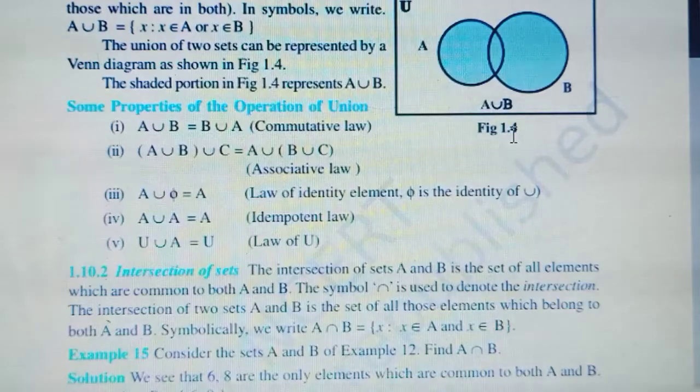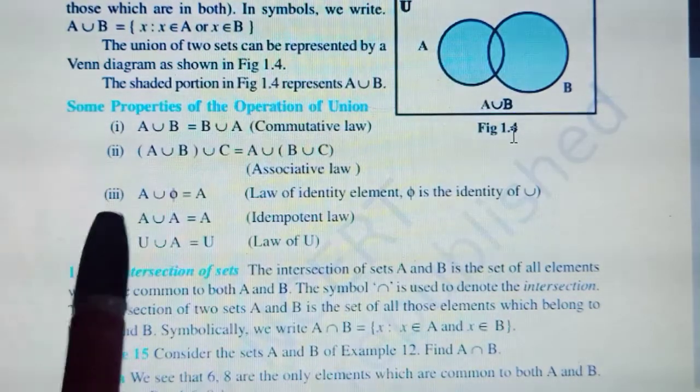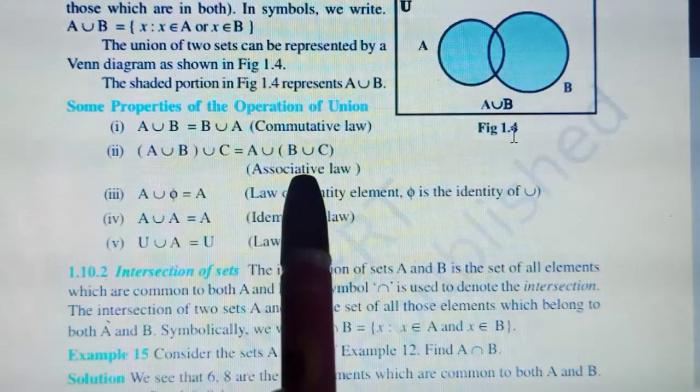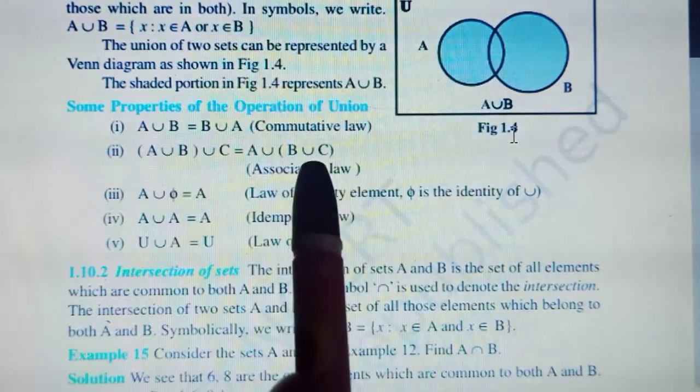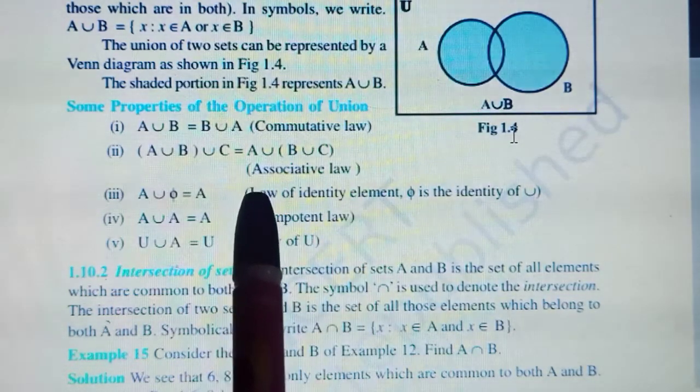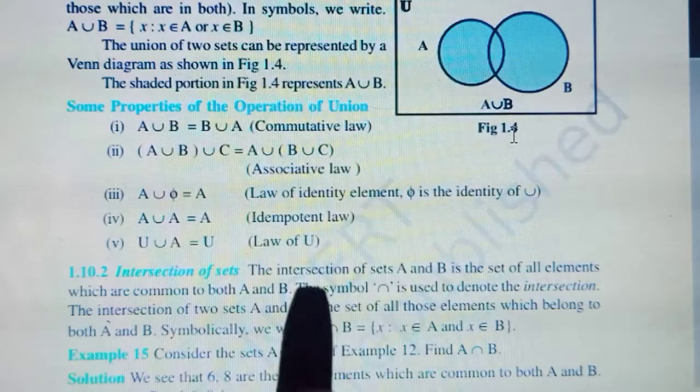Then associative law also you are familiar with. We can put them in any order. So finding A union B first and then considering union with C will be exactly same as finding first B union C, and then considering its union with A. So associative law is also true for union.